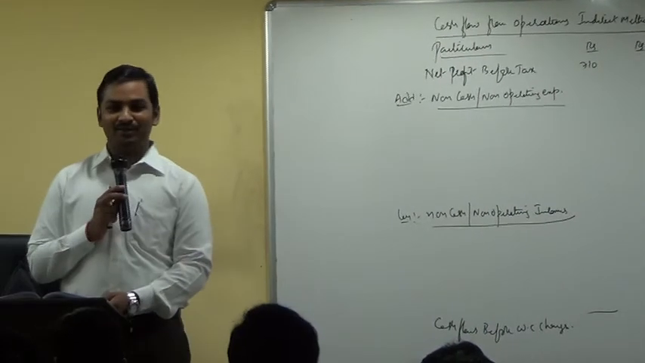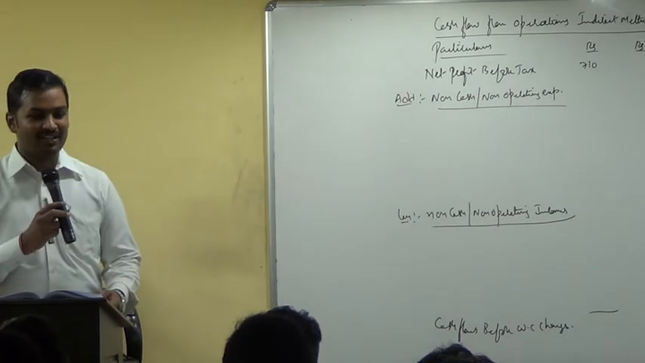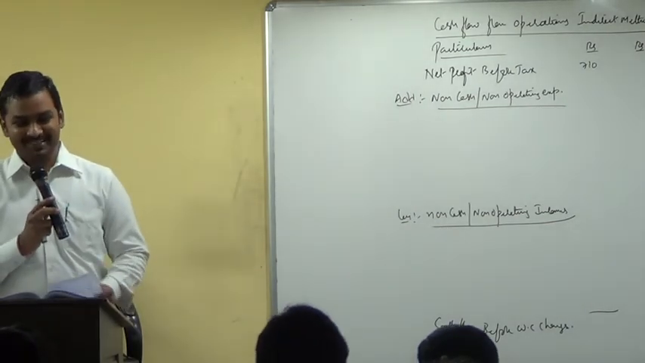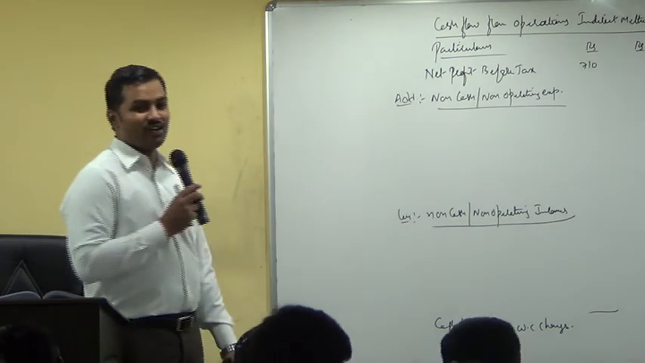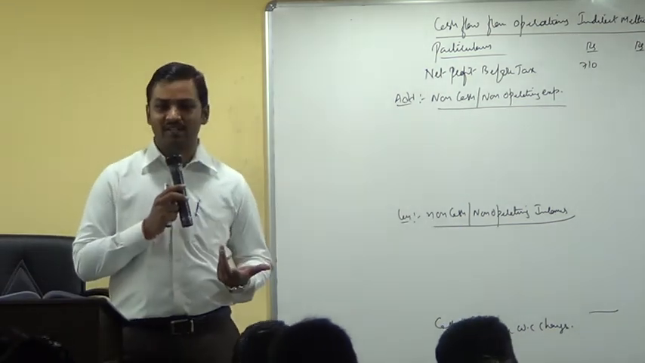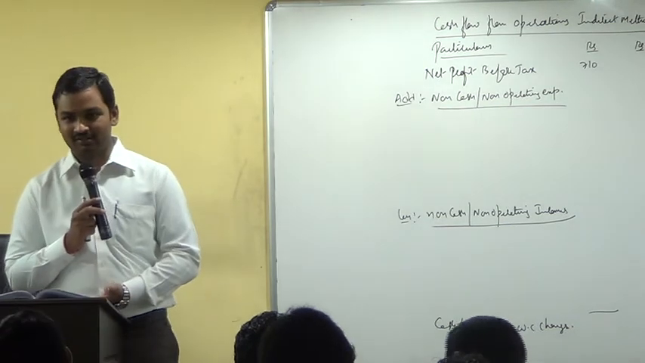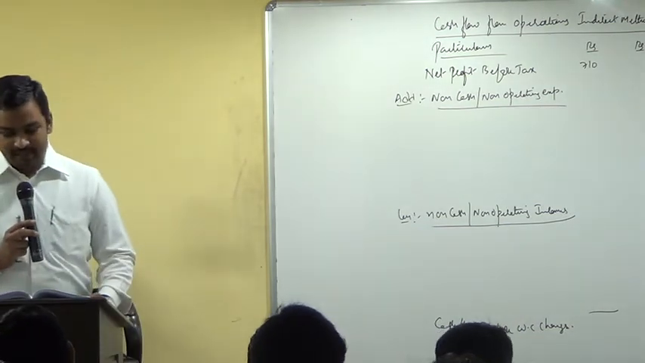Okay, starting point has been fixed by Badal, so you cannot ignore it. So let us continue now. Now tell me, non-cash, non-operating expenses. Where will you search for these items? Profit and loss account. See the expenses side.